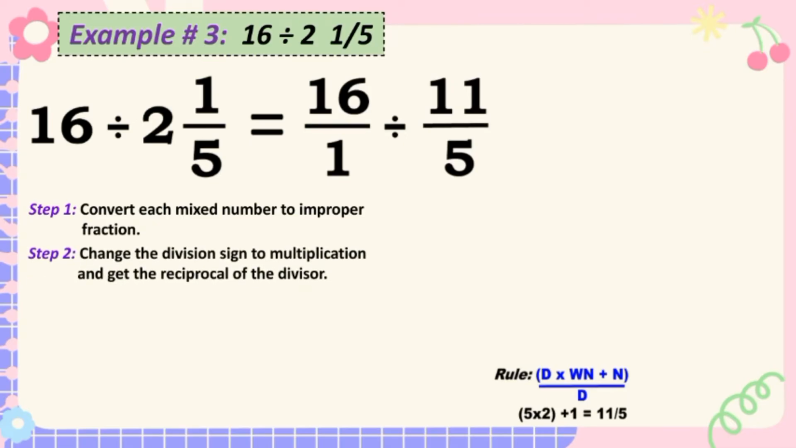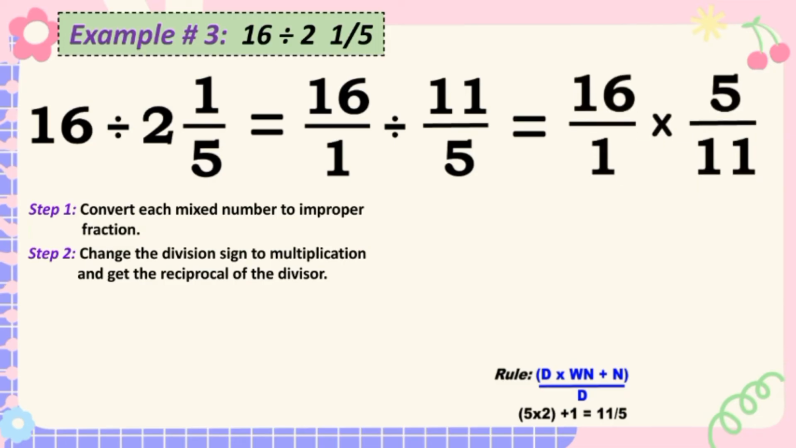Step 2. Change the division sign to multiplication and get the reciprocal of the divisor. Yung 16/1, kinopya lang po natin, and then yung divide, naging times. And then yung 11/5, ang reciprocal niya ay 5/11. Binaliktad lang po natin. Step 3. Use cancellation method if possible. I-cross-check po natin kung meron tayong makakancel. Ang 1 at 5 ay parehong prime number, so wala silang GCF. Ang 16 at 11 ay hindi rin po makakancel.